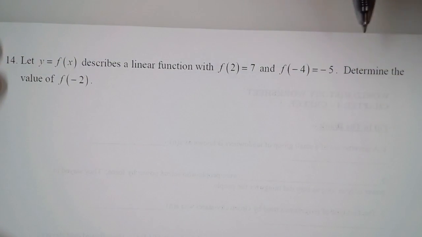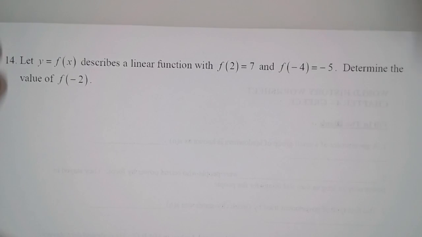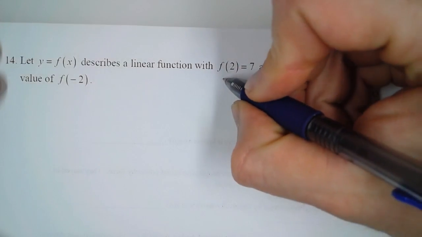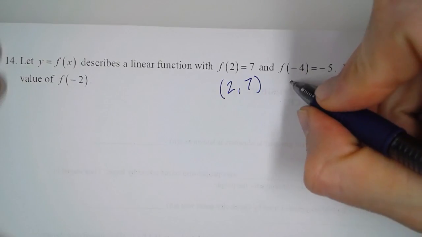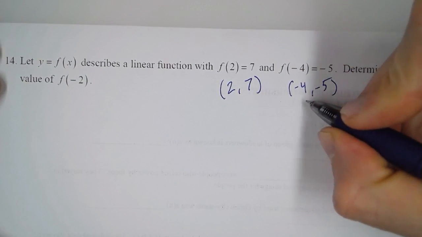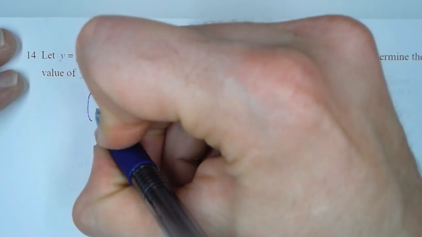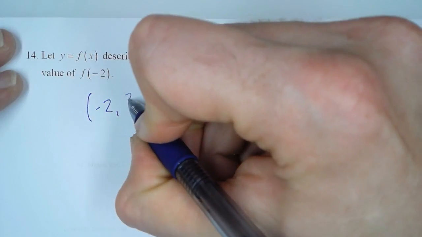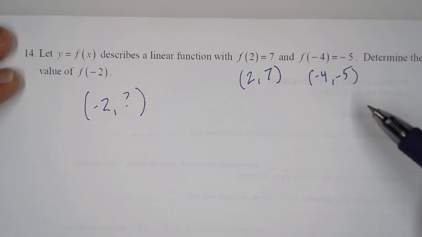Now this is using function notation, and if you're not familiar with function notation, you may be more familiar with an xy ordered pair notation. And so this would be, as an ordered pair, (2, 7). 2 is x, 7 is y. Parentheses negative 4 comma negative 5. Negative 4 is x, negative 5 is y. And what they're asking for is, if negative 2 is the x value, what is the y value that goes with it? Well, there's two ways to solve this problem.